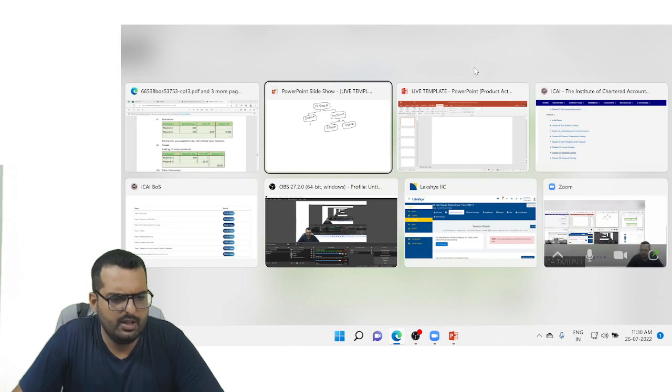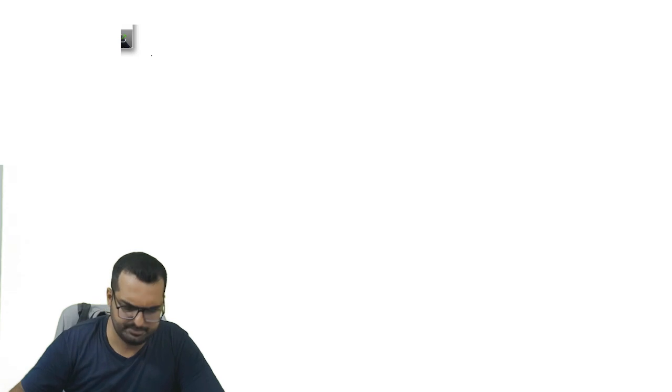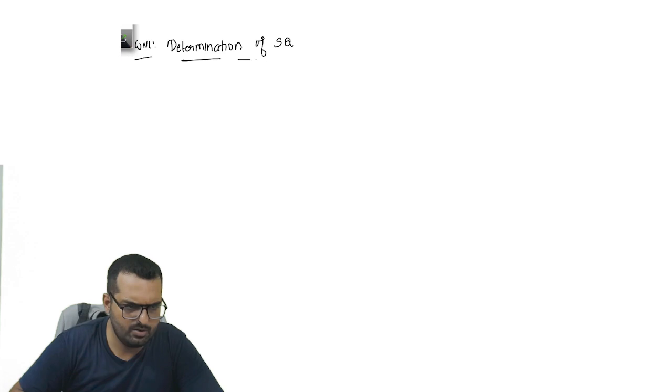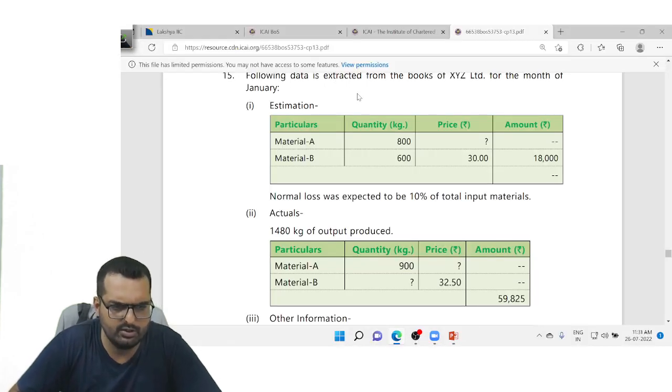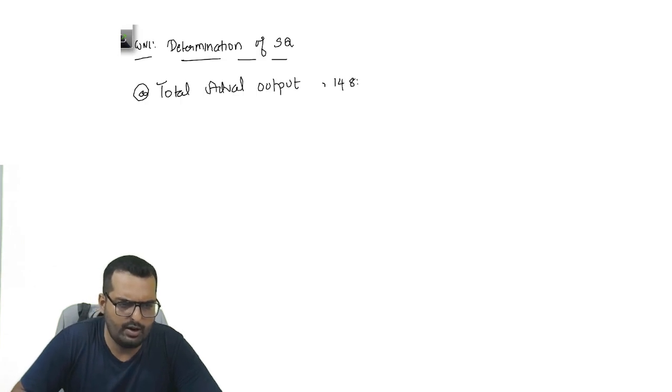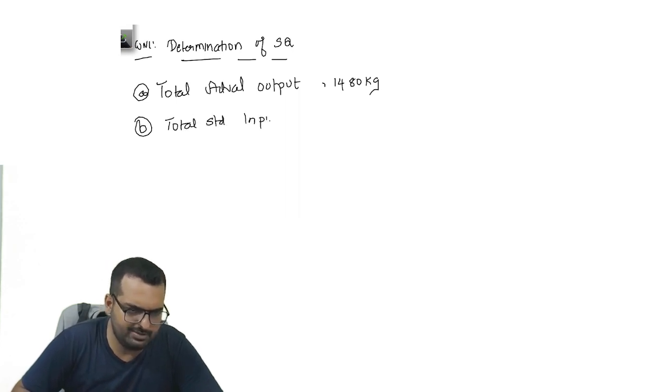Good job, friends. First we'll have to go and find out the SQ. So I'll write down over here: determination of SQ. Now here, total actual output. Everybody has got the answer. What is the total actual output that you have? 1480 kg.